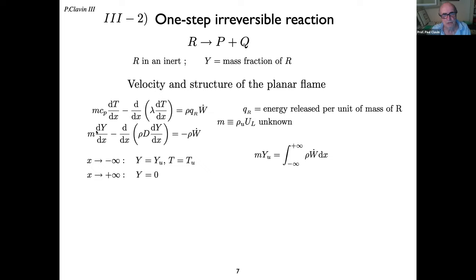A first relation is very easy to understand. If you integrate the second equation over space from minus infinity to plus infinity, the first term on the left gives you M times Y, from minus zero, so M. This term gives you zero because the composition is constant on both sides, fresh mixture and burnt side. And now the right-hand side gives you the integral of the reaction rate, that's all. So the integral of the reaction rate gives you in principle the mass flux, but because you do not know the distribution of the reaction rate, this is not the answer. It simply gives you the relation between M and the integral.